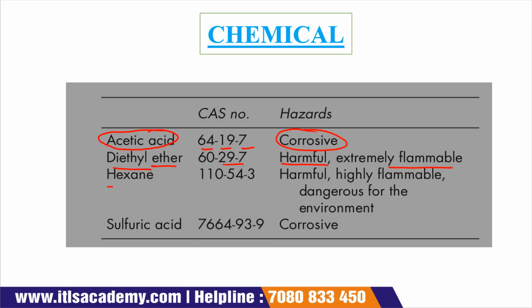And the next one is hexane, CAS number 110-54-3. What are the hazards? They are harmful, highly flammable, and even dangerous for the environment.